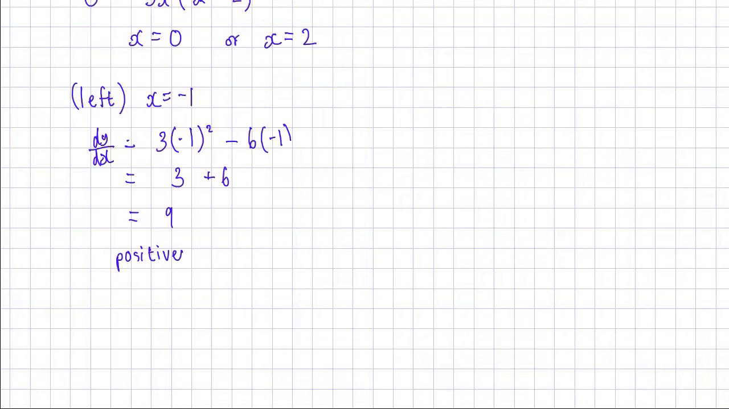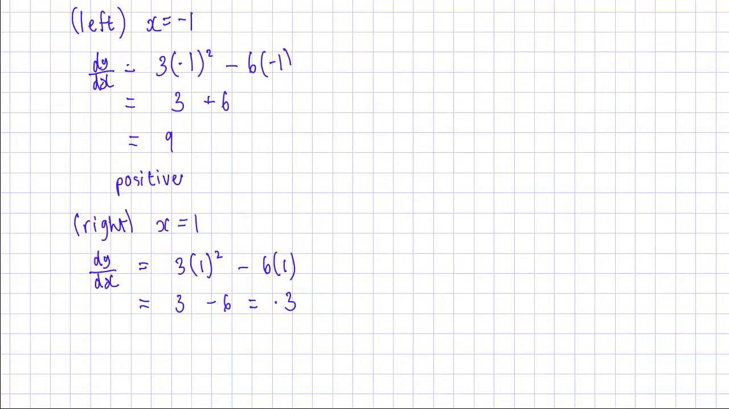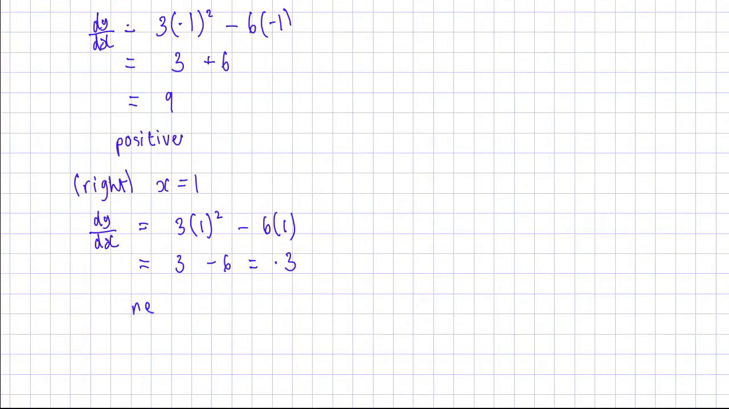Now I'm going to look at the right hand side of x is equal to 0. So I'm going to go to x is equal to 1. So on the right hand side, I have x is equal to 1. Okay, so let's find the gradient here. So dy over dx is equal to 3 times 1 squared minus 6 times 1. So 3 times 1 squared, that's just 3, take away 6, which is equal to minus 3. So I have negative gradient here. Okay, so this is negative gradient.